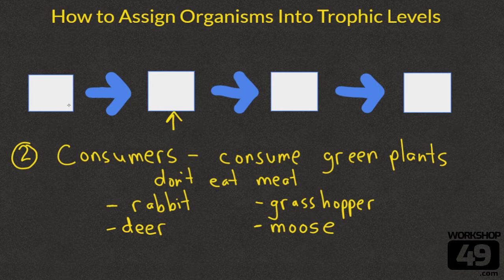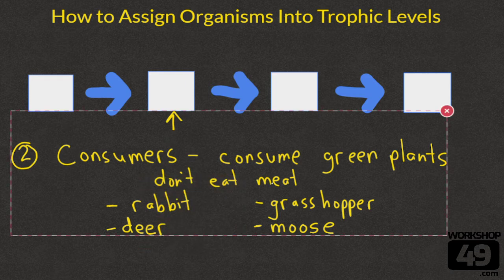It can't be the first because the first is only green plants. It can't be the last. We're going to get into that in a moment because grasshoppers are not apex predators. Grasshoppers only eat green plants, so they have to come after a green plant. And that's what makes these organisms in the second trophic level.